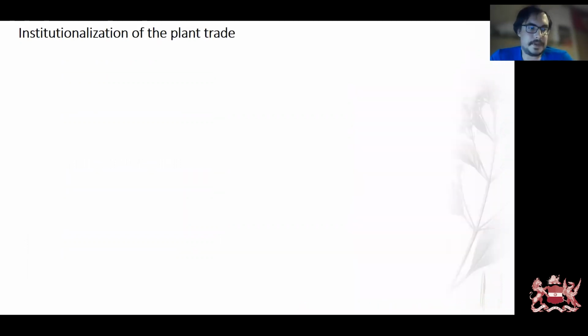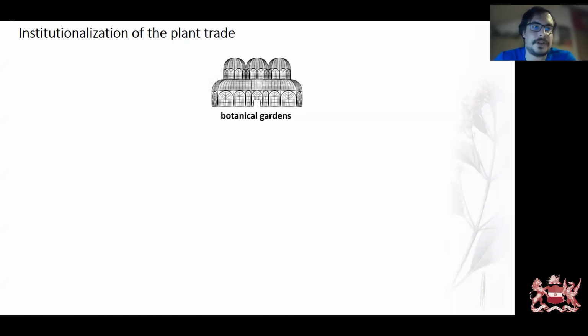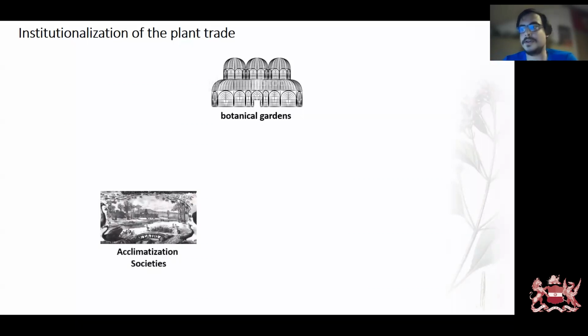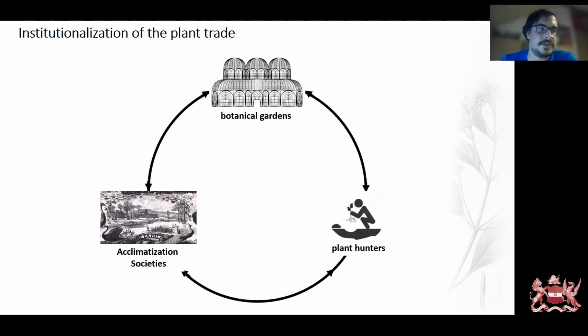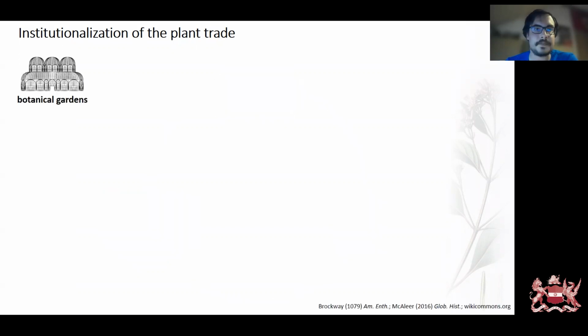But not only these uses are relevant to understand how plants were distributed across the empires, but also plant redistribution in the European empires really gained momentum due to the institutionalization of the plant trade. And this was mainly based on the work done in botanical gardens, but also so-called acclimatization societies and the work of famous plant hunters. And I'm going to talk a bit about these three pillars of the institutionalization of the plant trade during that time.